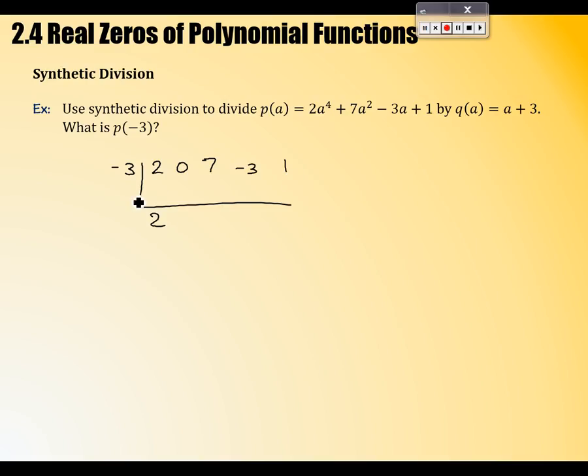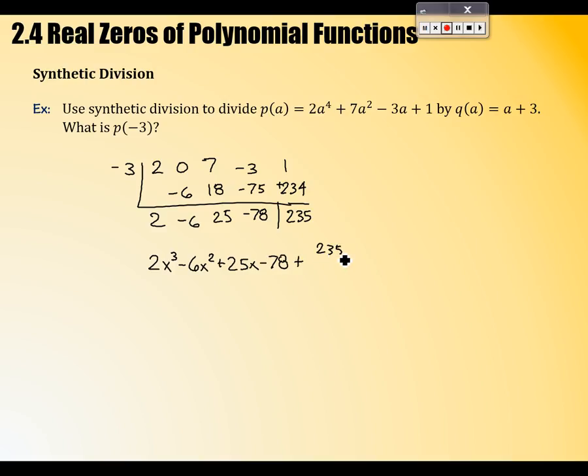And then we drop the 2, multiply, add, multiply, add, multiply, add, multiply. 3 times 70 is 210 plus 24 is 234. Plus the positive 1, right? 235 is what we get there at the end. So if we do the division, then we get 2x cubed minus 6x squared plus 25x minus 78 plus, in fraction form, 235 over x plus 3, right?